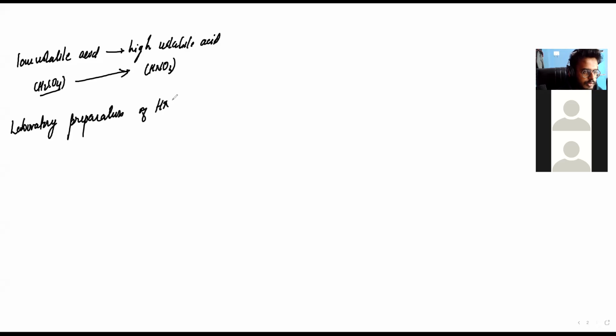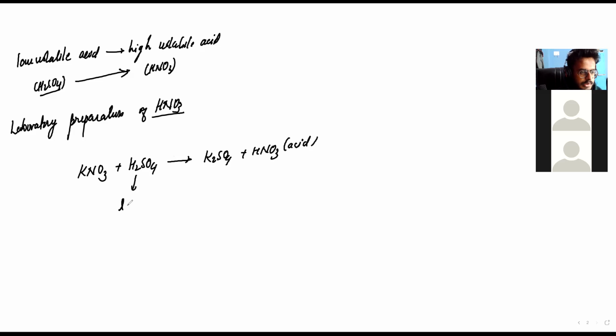Laboratory preparation of HNO3. So in the laboratory preparation of HNO3, what we do is we react potassium nitrate, KNO3, plus H2SO4 to give K2SO4 plus HNO3 acid. So this is a low volatile acid. This is a high volatile acid.